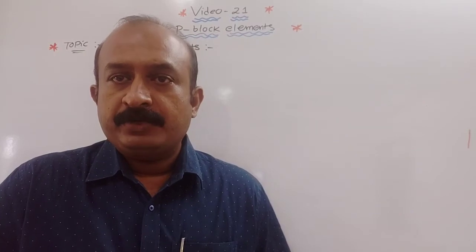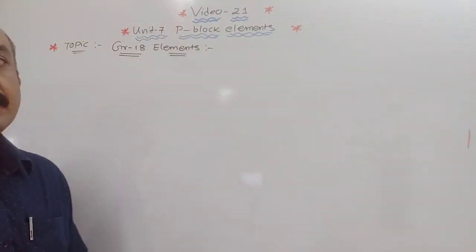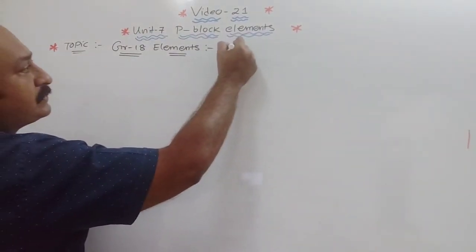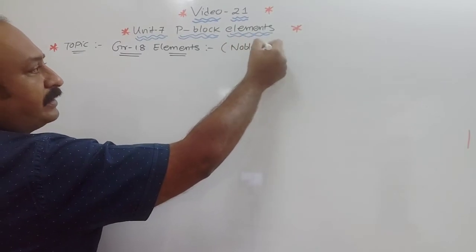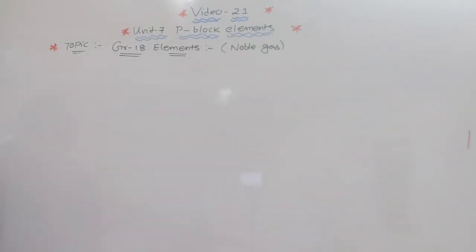Today, in video 21, we are going to discuss group 18 elements. When we know about group 18 elements, they are also called noble gases. Why? Because they are unreactive and they are all monoatomic in nature. Group 18 elements, I think everyone knows that. The first one is helium.